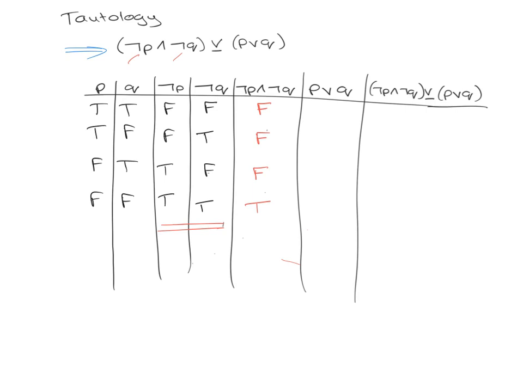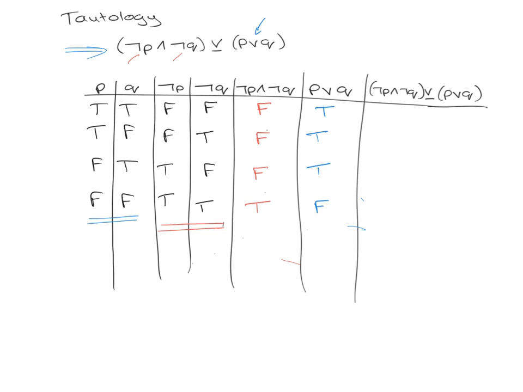Now we'll look at the second bracket. Now in the second bracket, we're looking at these two columns. And because it's an or statement, P or Q means for this to be true, P has to be true or Q or both. So first row, they're both true, therefore this is true. In the second row, P is true, so this is true. Third row, Q is true. But in the fourth row, neither of them are true, therefore that's false.